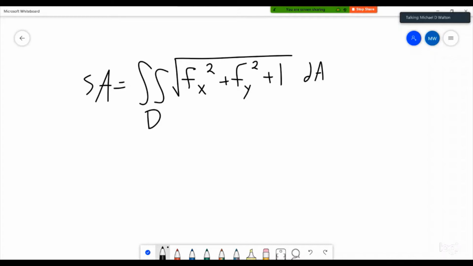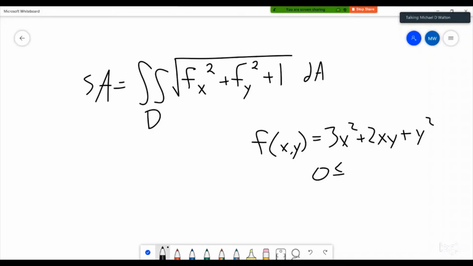For example, let's say that our function is f of x and y equals 3x squared plus 2xy plus y squared. And we are trying to figure this over the square where x goes from 0 to 3 and y goes from 0 to 2. So just a little box, and we're trying to find the surface area of this function over that region.